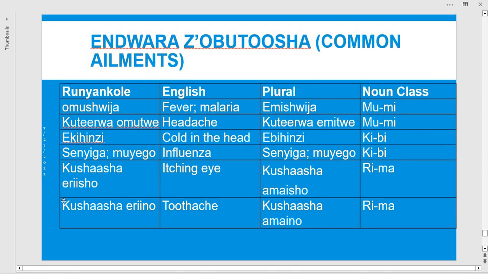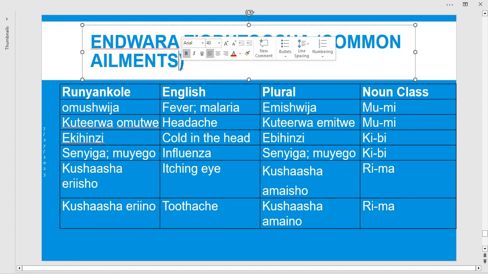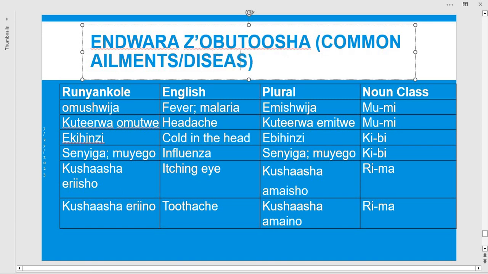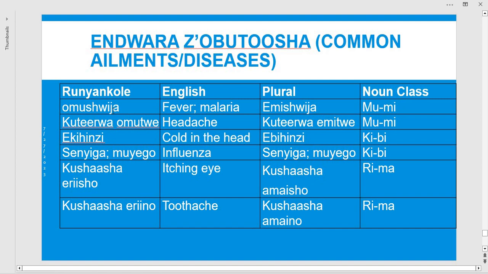Then we have endwara zabutosha, common ailments or common diseases. You get it? Common diseases. So we have omushwija. Omushwija. That's fever or malaria, and then they are called emishwija.